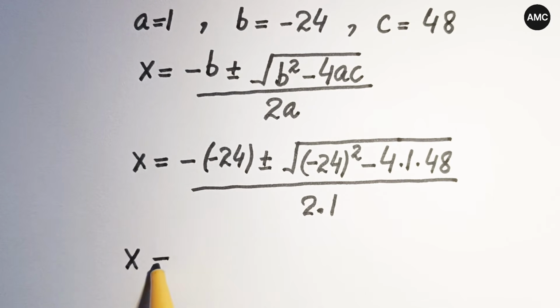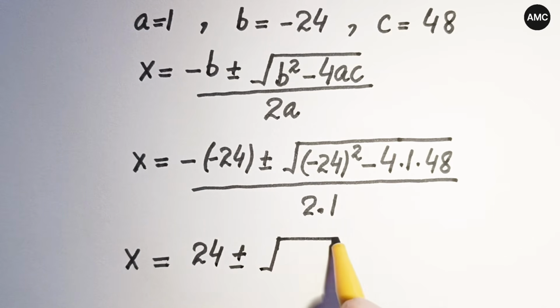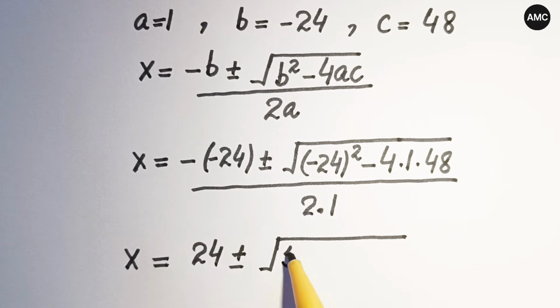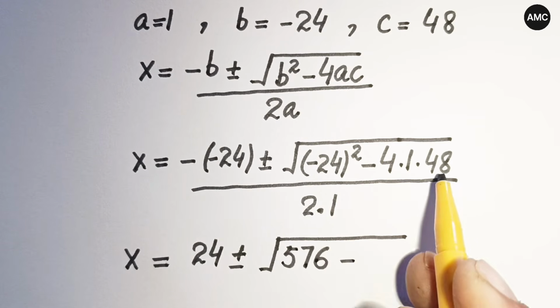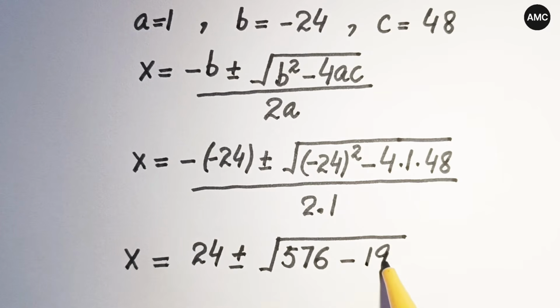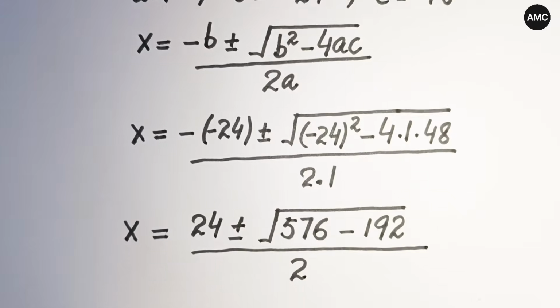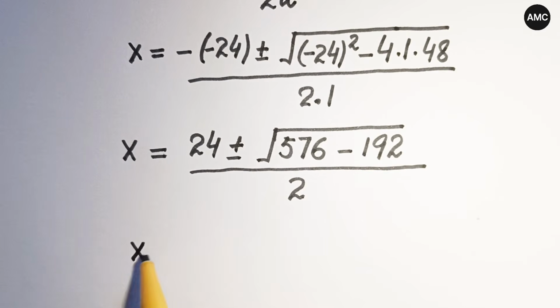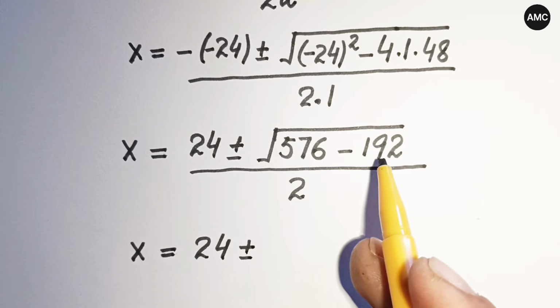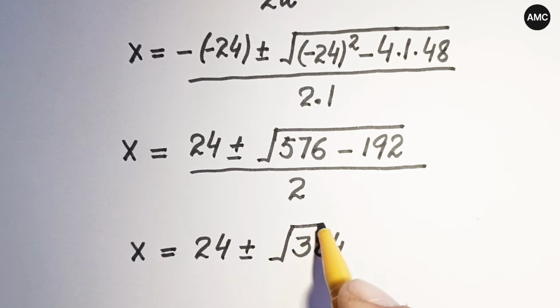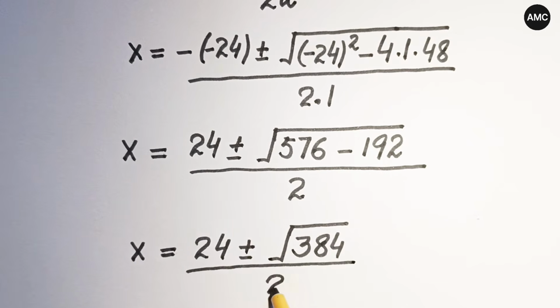Next, x is equal to minus times minus is plus 24, plus or minus the square root of minus 24 squared, which is equal to 576, and minus 48 times 4, which is 192, all over 2 times 1, which is 2. Now here x is equal to 24 plus or minus the square root of 576 minus 192, we have 384, all over 2.